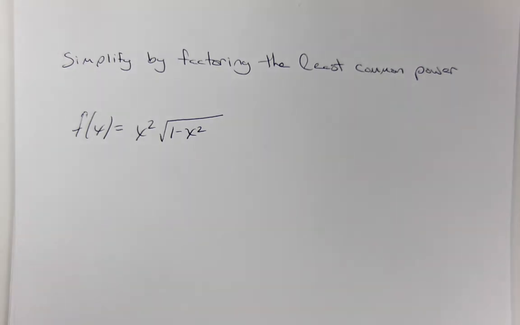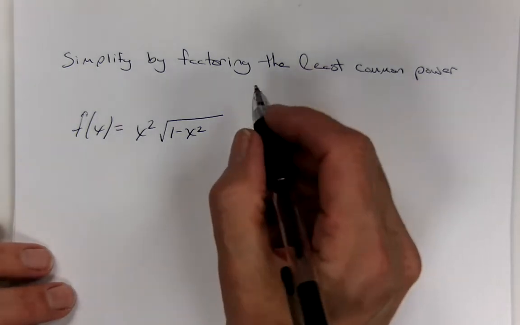Hi folks, we're going to get some practice simplifying by factoring out the least common power. This is something we kind of avoided in Chapter 3 so that you could get used to using the product rule and the quotient rule and the chain rule. So we didn't simplify completely, but for Chapter 4 we need to be able to do this, and you probably aren't familiar with how to do this, or you've done it very little.